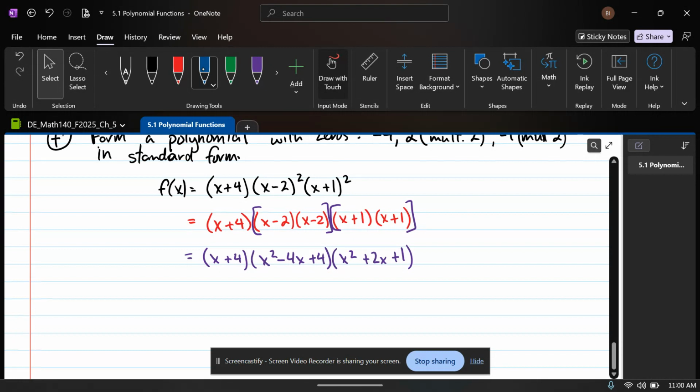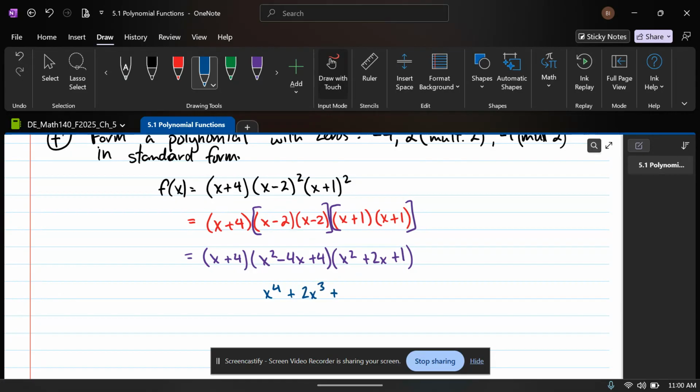All right. X squared times x squared, that's x to the fourth. X squared times 2x is plus 2x to the third. X squared times 1 is x squared. Then I'm going to multiply the negative 4x. So that's negative 4x cubed. That's negative 8x squared. And then that's negative 4x.